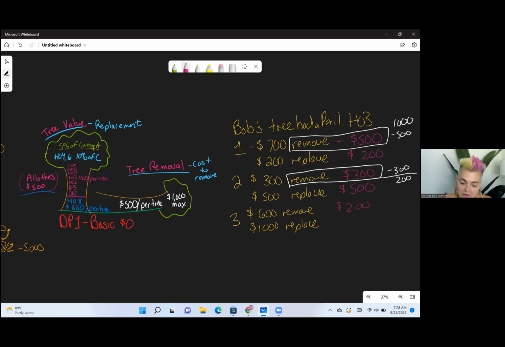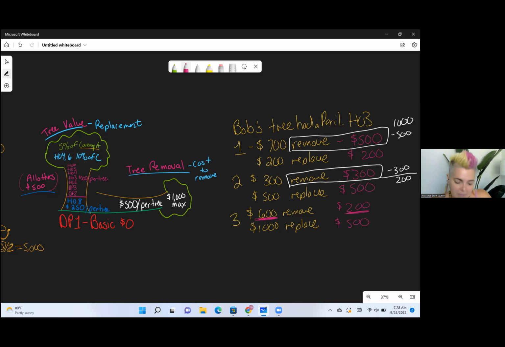I only get $1,000 max to remove trees. So even though this one is 600 to remove, I only have 200 left available. And then this one is 1,000 to replace, but again, you can only do 500 as the max. And then they might put coverage A in here, but we're only looking at 500 and 500, like 1,200 to replace. So we're not going to come close to the 5% or the 10%.